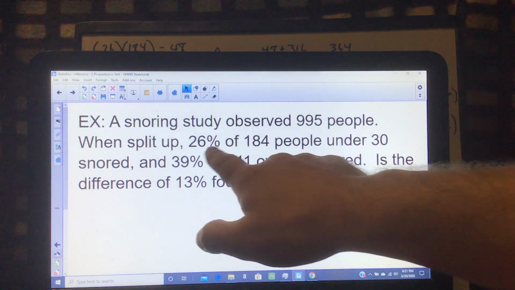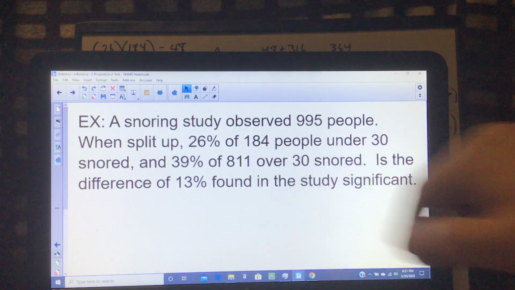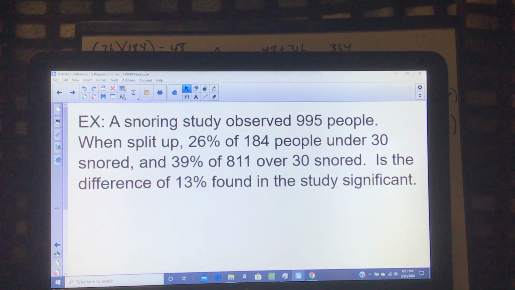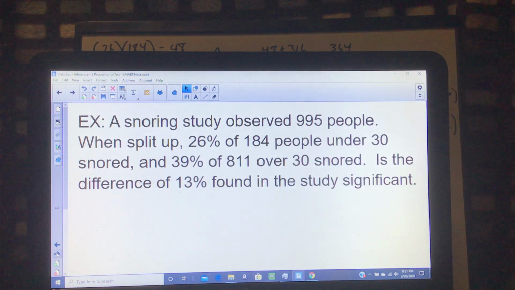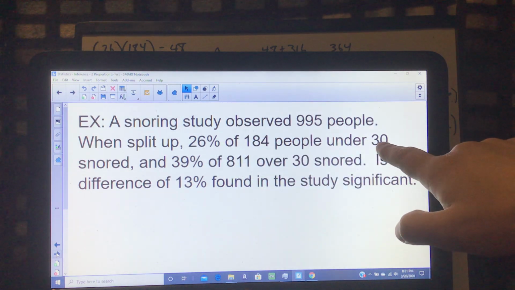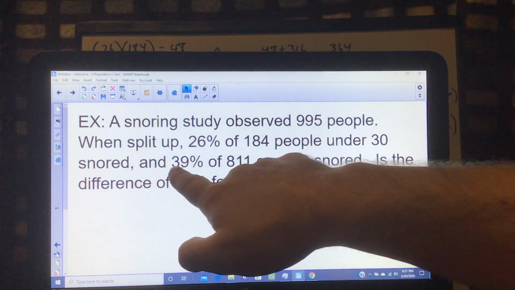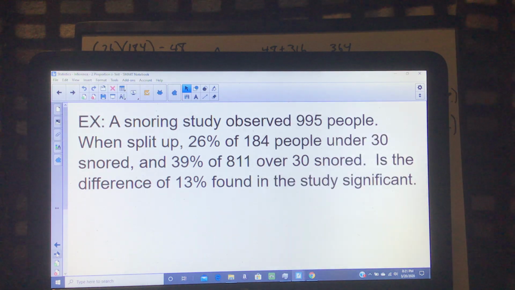Now, keep in mind, these numbers are usually a little bit rounded. So when I multiply 0.26 by 184, I actually get a number that's a little bigger than 48. I'm going to round that down to 48 because somebody probably rounded this off to begin with. So there were probably 48 people and this just got rounded. If it's a little off, round it to the nearest person because you can't have a fraction of a person snoring. So 26% of the 184 people under 30 snored. That means there are 48 snorers. 39% of the 811 older people snored. That came out to be a little less than 316, so I rounded it up to 316.